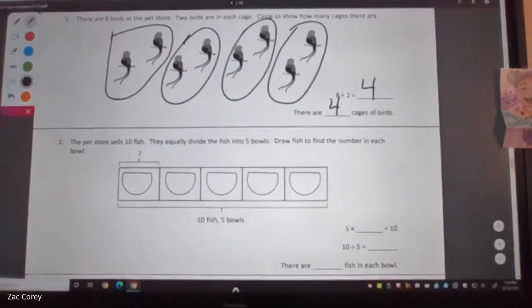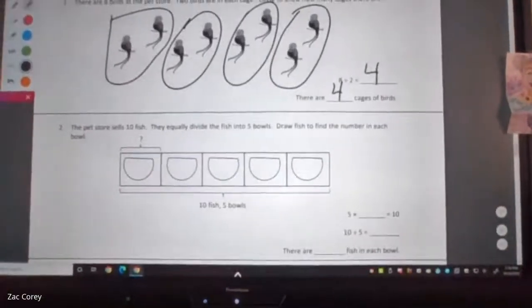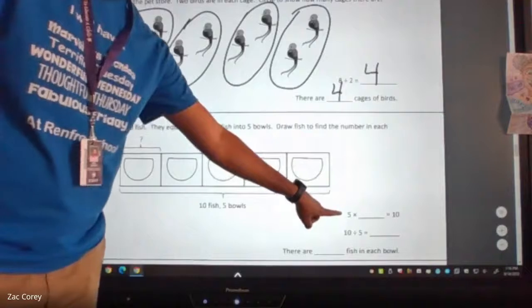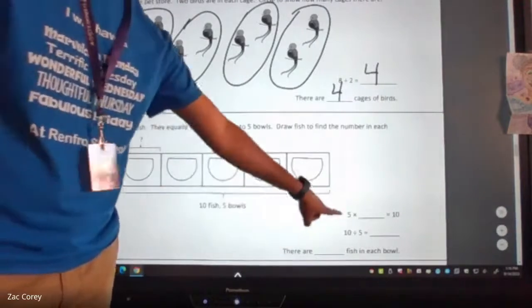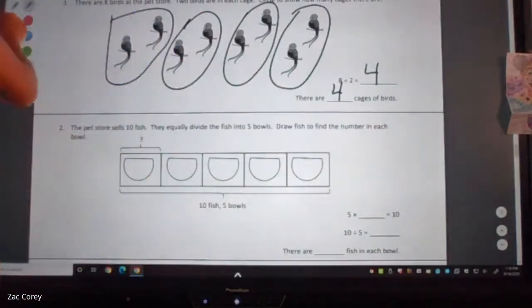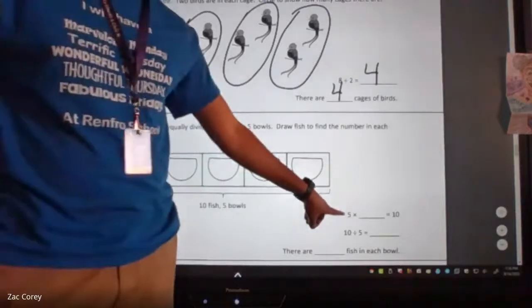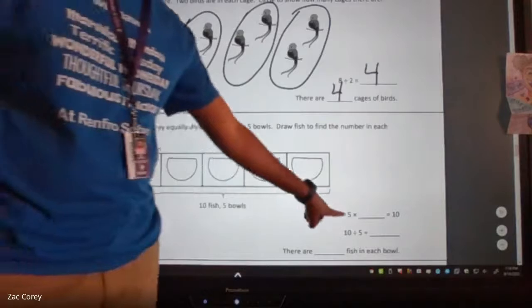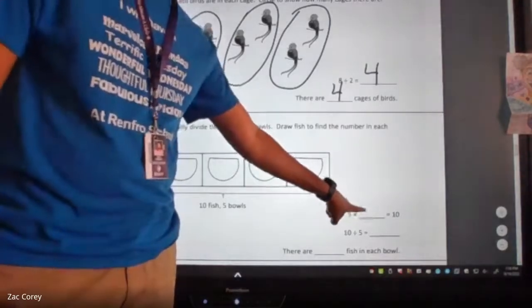The next one says, move my screen so you can see it. The next one says, the pet store sells 10 fish. They equally divide the fish into 5 bowls. Draw fish to find the number in each bowl. All right, so remember like the last one I said we could use multiplication as kind of like a little cheat to help us out? Well, they did that for us this time. So they said 5 times blank equals 10 because they told us we have 5 fish bowls and 10 total fish. So we want to know how many fish should we put in each bowl.